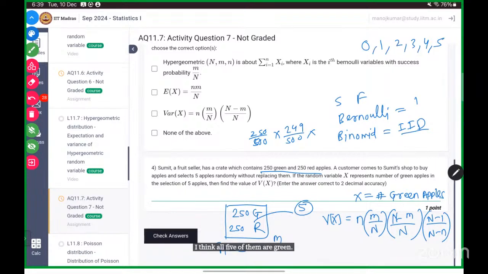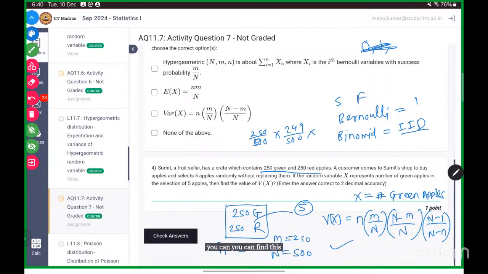Oh, no, wait, sorry. Yes, the number of green apples, I mean 250. M is 250, not this value. M is 250 and capital N is 500, the sum of both of them. So this way you can do it and find this.